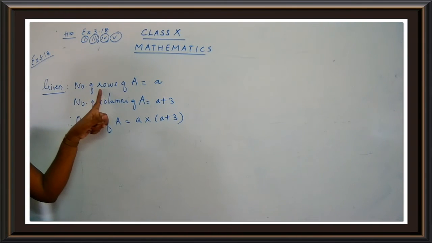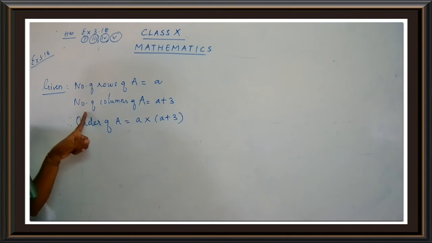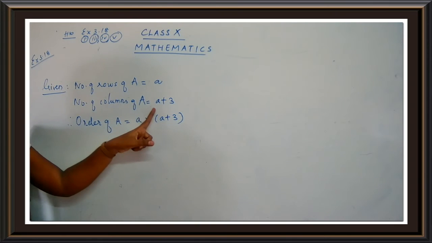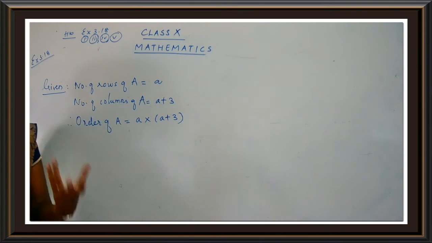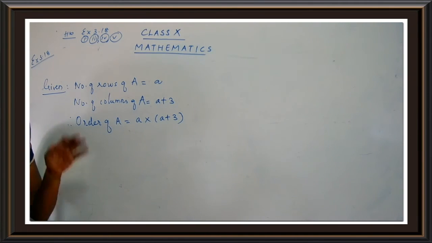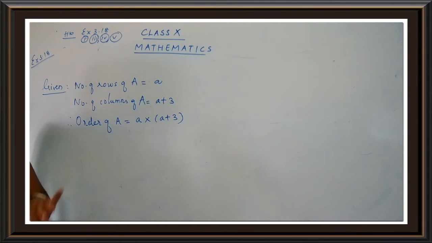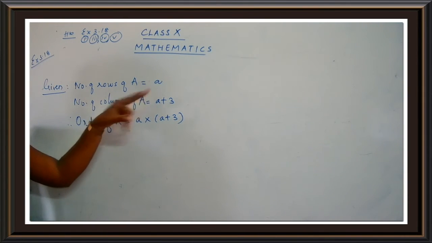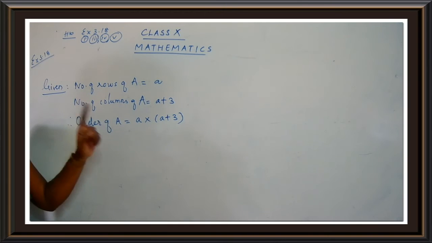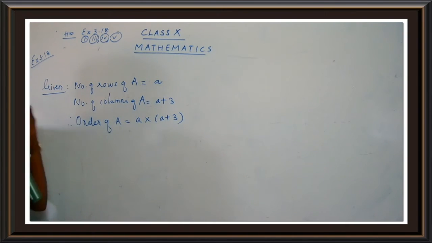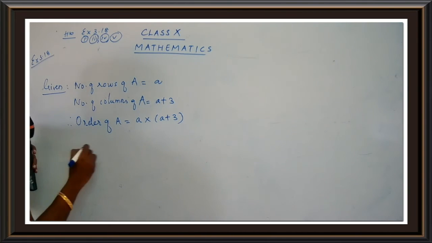So what is the number of rows given to you? It's A. And what is the number of columns? It's A plus 3. So you are going to find the order. How? Row cross column. What is row? A. What is column? A plus 3. So A cross A plus 3. Okay, now you are going to fill the details for B. Complete for B.